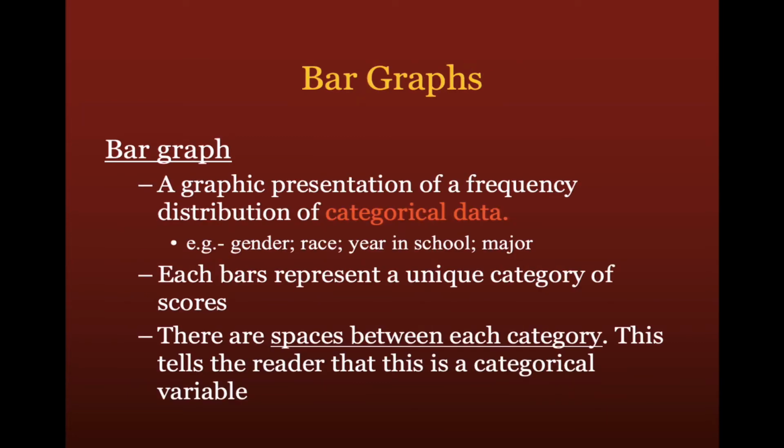Now, a bar graph is a representation of a frequency distribution based upon categorical data. Categories like race, year in school, political ideology, major, right? Each bar represents a unique category of scores, and the higher the bar, the more frequently that particular category occurred in the data set. And importantly for categorical data, when you have a bar graph, you want to have spaces in between your categories. You'll see this when I give you an example in a second.